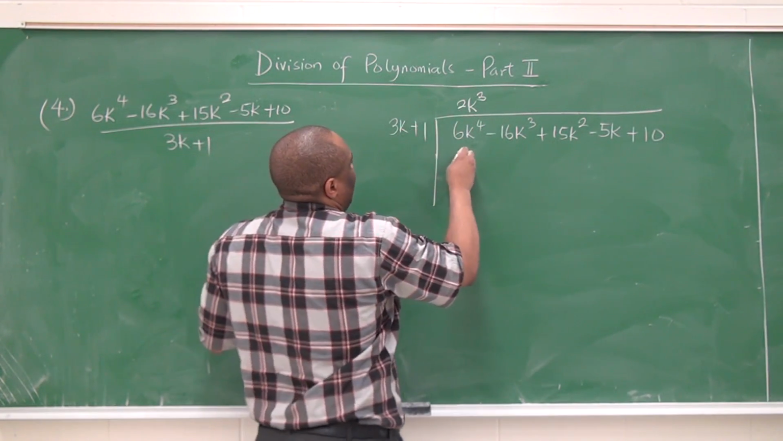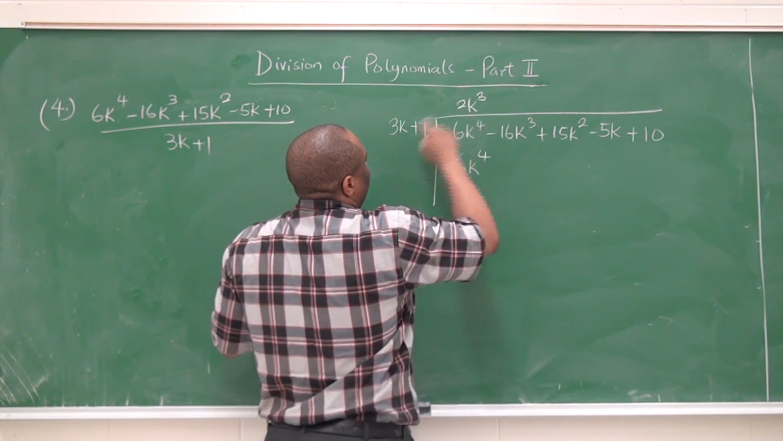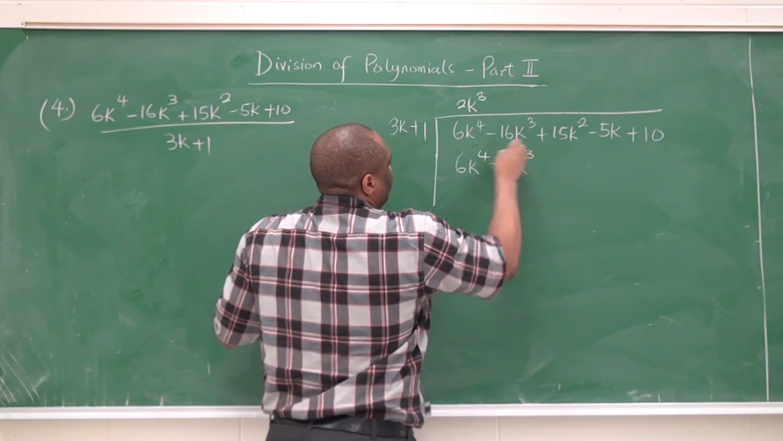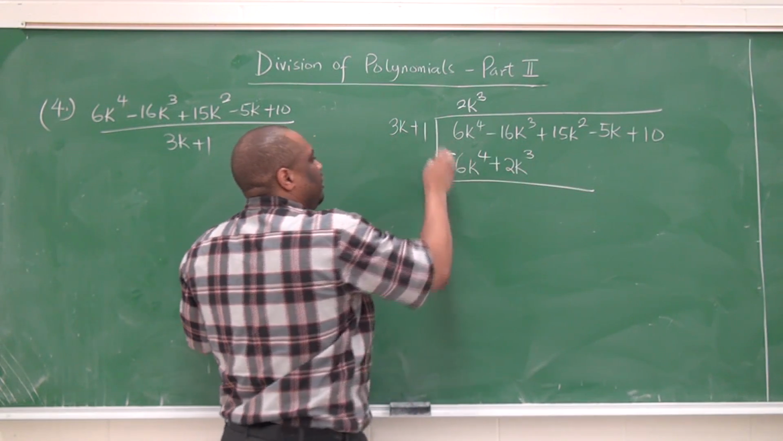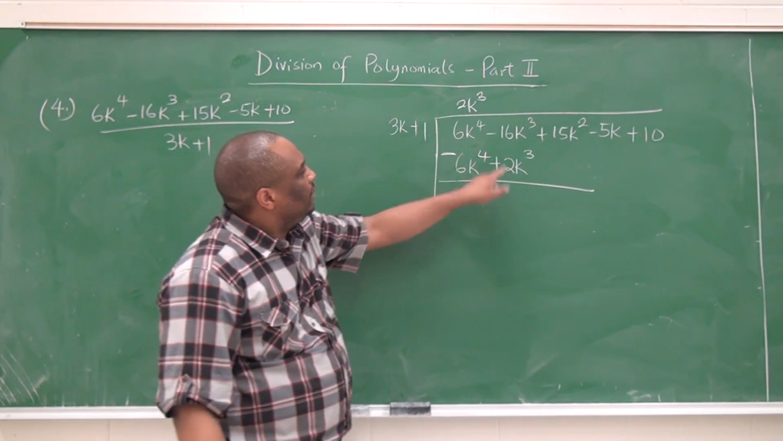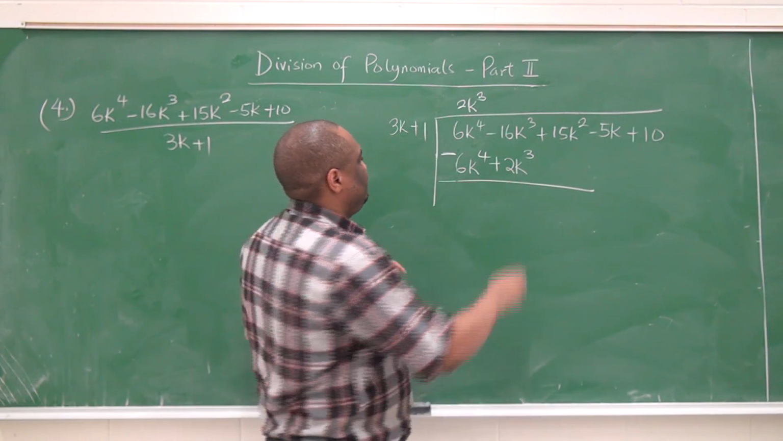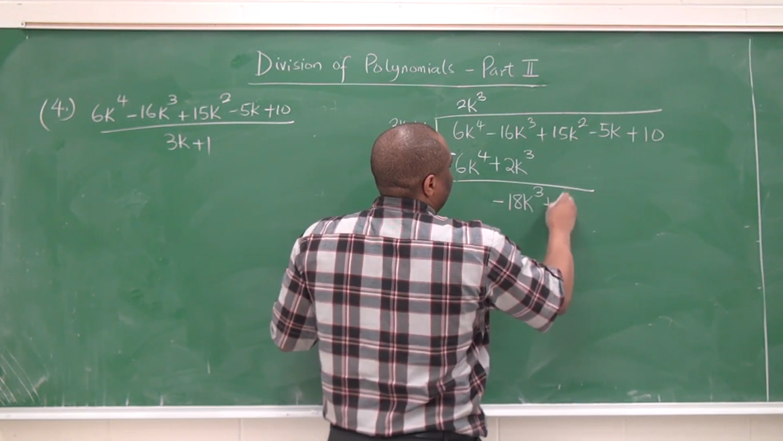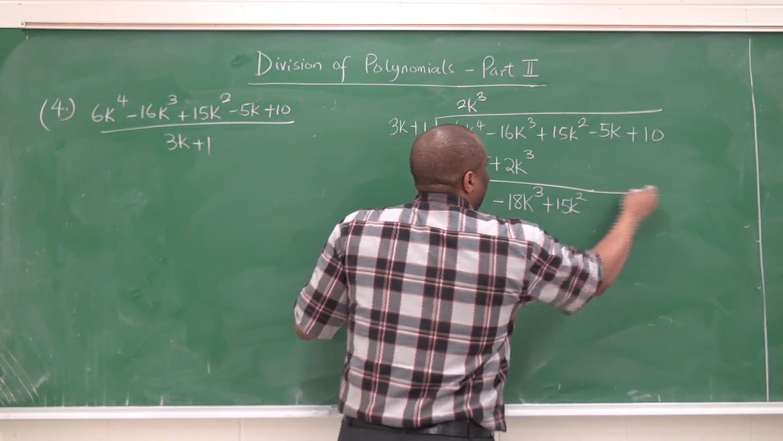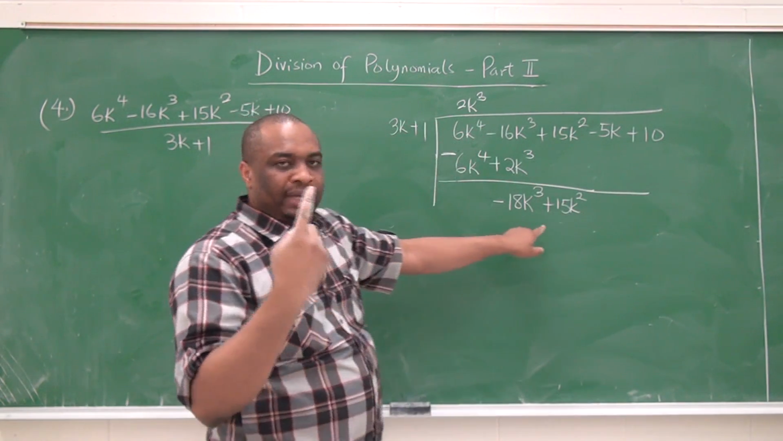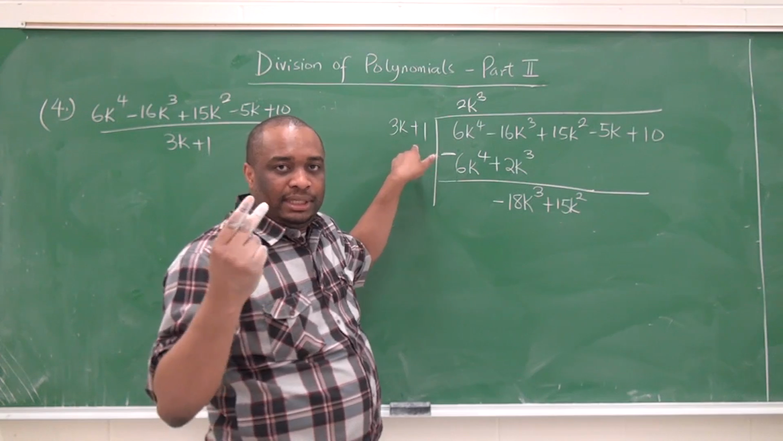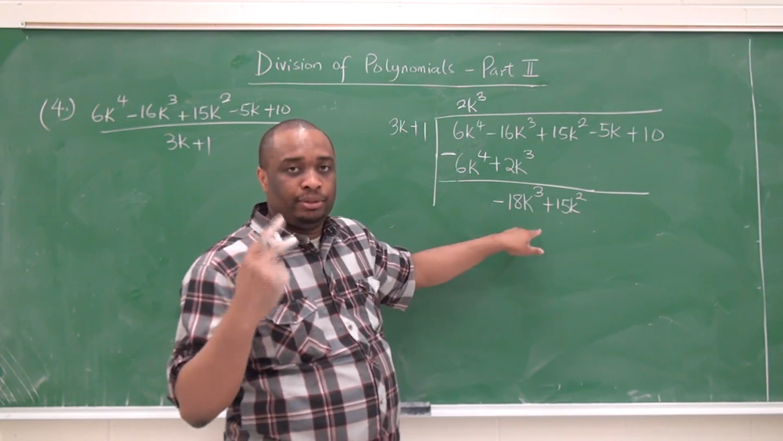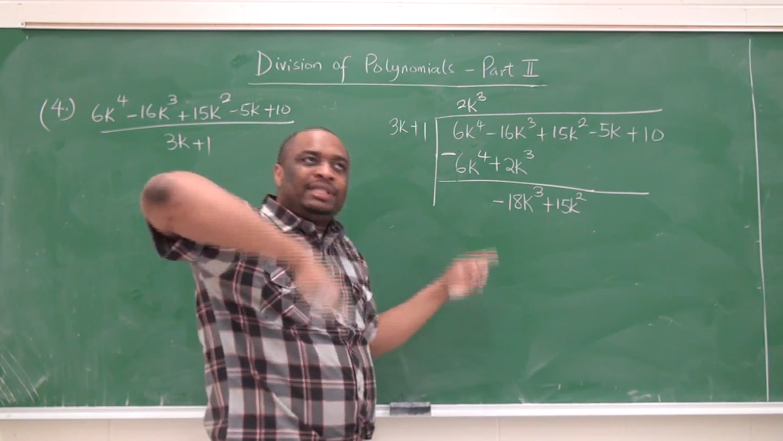2k cubed times 3k is 6k^4. Then 2k cubed times 1 is plus 2k cubed. And then you put your minus sign here. Don't forget the minus sign. Minus 16 minus 2 is minus 18k cubed. Then you bring down plus 15k squared. Remember, you bring down up to the number of terms of the divisor. The divisor is the binomial, so 2 terms in each case. Then you start the process again.